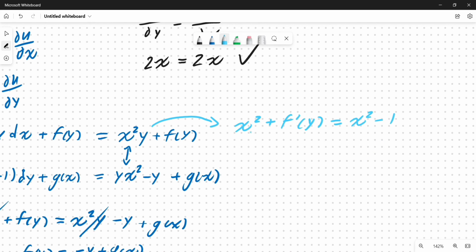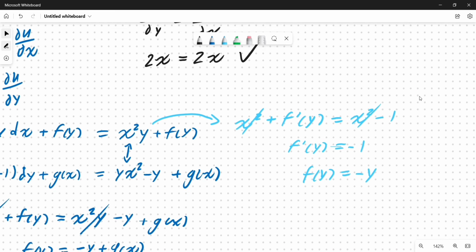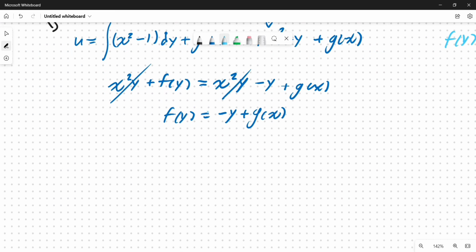You can cancel these two x squared terms out, so we say f prime of y equals negative 1. Then integrate both sides, and don't worry about the constant in this case. We end up getting f of y equals negative y. So that's proven. Since f of y equals negative y, then g of x has to equal 0.